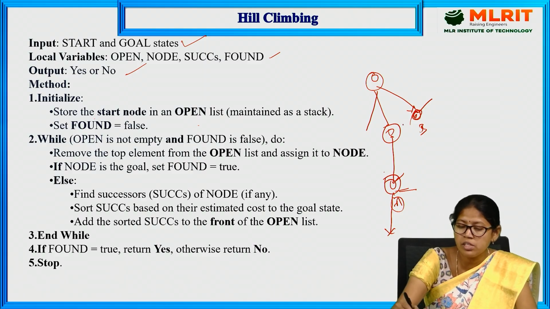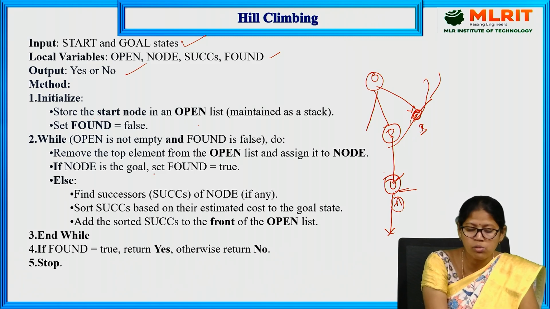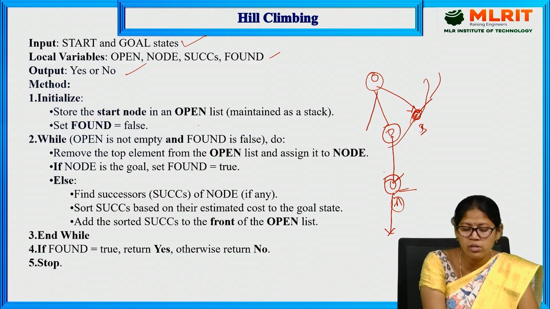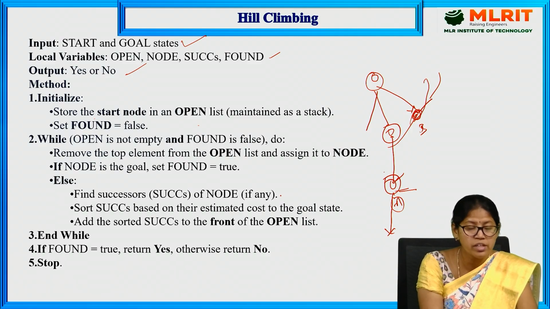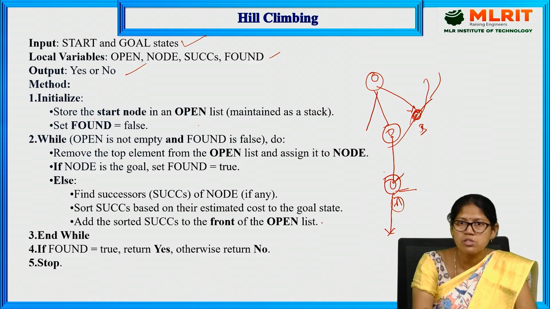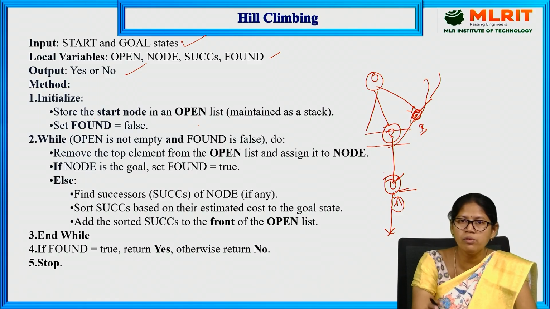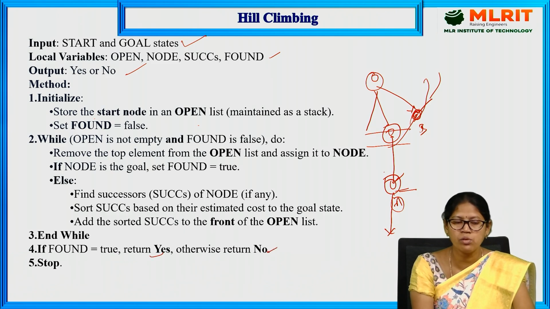But branch and bound, every time it will compare with all the nodes available in the open list. So if the node is the goal, set found equal to true. Otherwise, find successors of the node if any. Sort successors based on their estimated cost to the goal state. Add the sorted successors to the front of the open list. It won't sort them comparing to the old values. It will sort level by level and pick one of the best values in that level. And if found equals true, return yes, otherwise no.